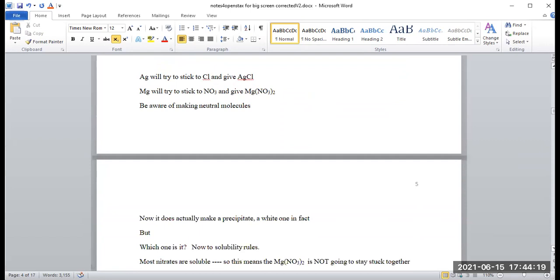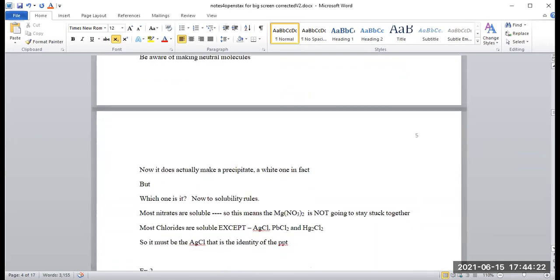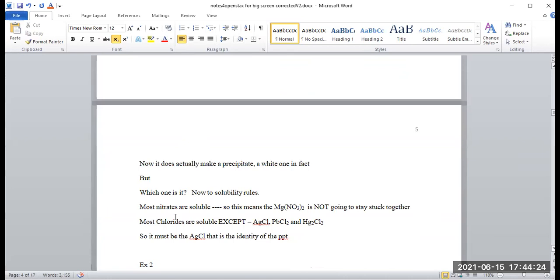There are rules. So here are the rules. Here are two of the rules. They're the only two we're dealing with tonight. One of the rules says most nitrates are soluble. You can kind of translate that in terms of general chemistry as all nitrates are soluble. That means my Mg and my NO3s are going to kind of sort of play bumper cars. They're going to whack together and then fall apart and keep on going. They are not going to stay stuck together.